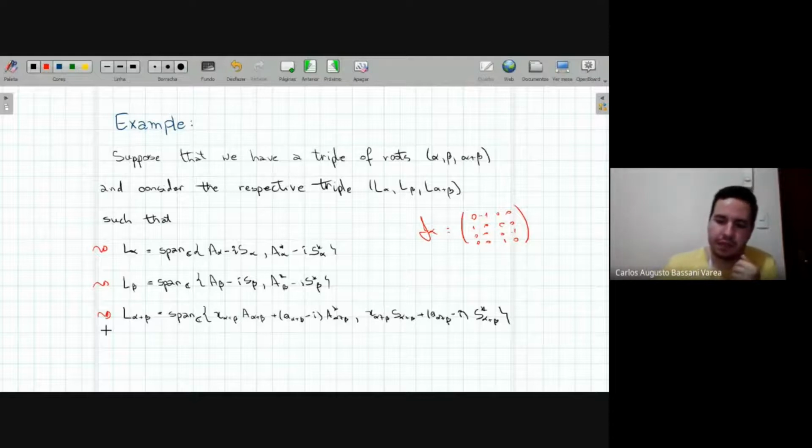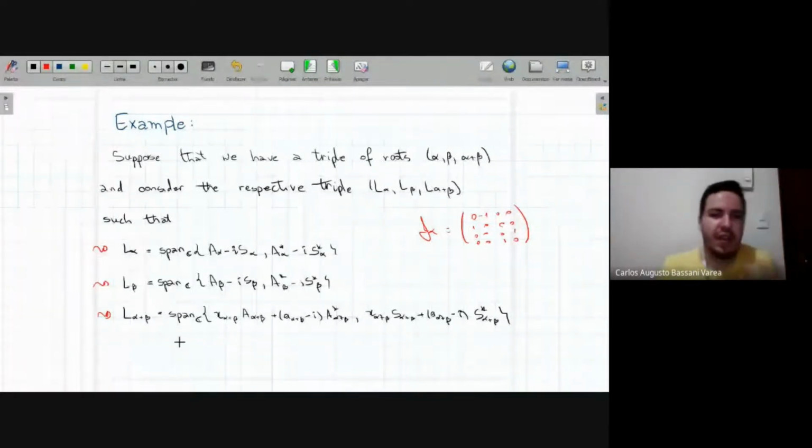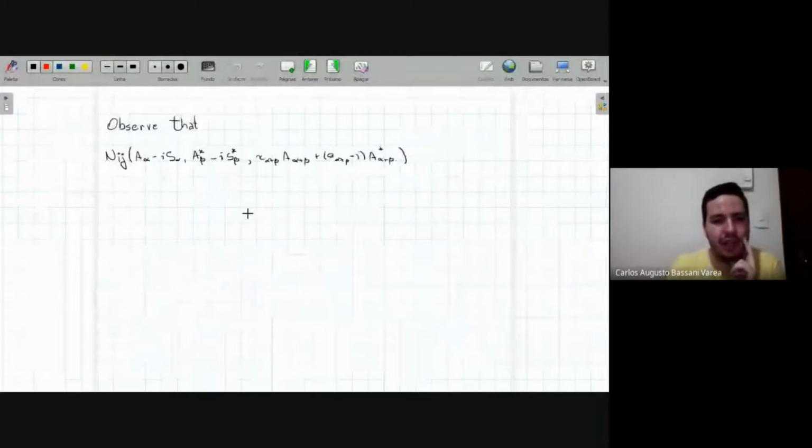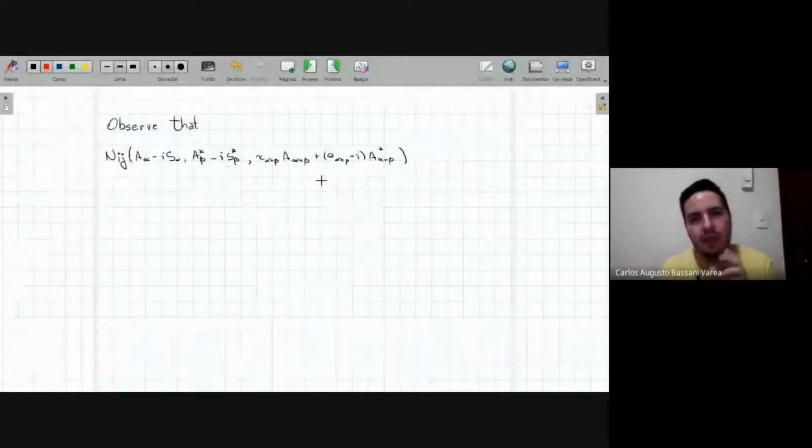If you find that the Nijenhuis operator is non-zero for some combination, it will not be integrable. If it's integrable, then you need to show that it's 0 for every possible combination. In this case, we consider one element of L alpha, one element of L beta, and one of L alpha plus beta.